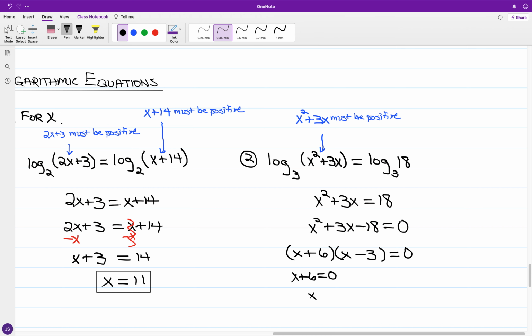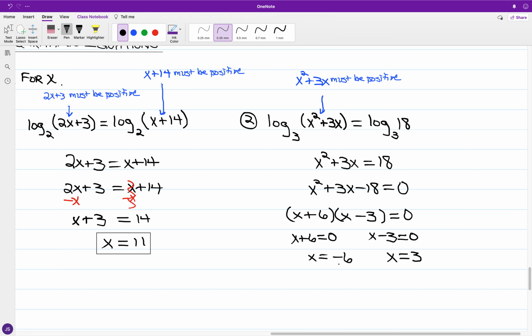Okay, so for the first apparent solution, if x plus 6 is equal to 0, I'm going to have that x is equal to negative 6. And if x minus 3 is equal to 0, we're going to have that x is equal to 3. Okay, and just looking at what we have for the values of x.